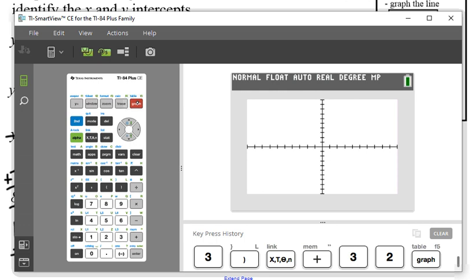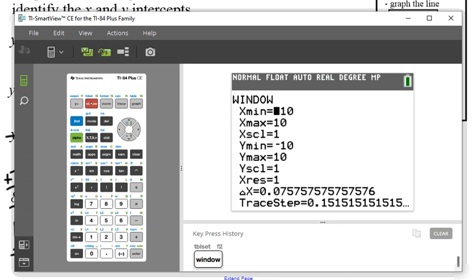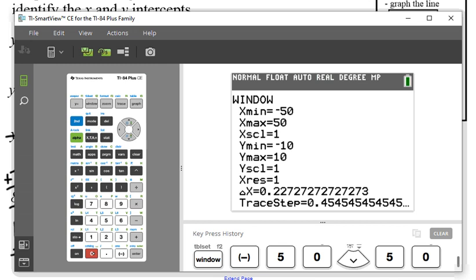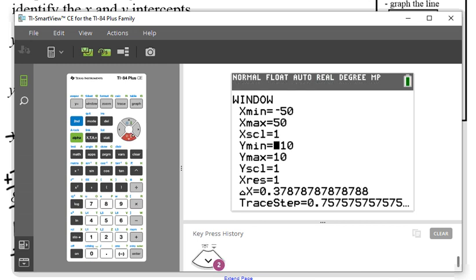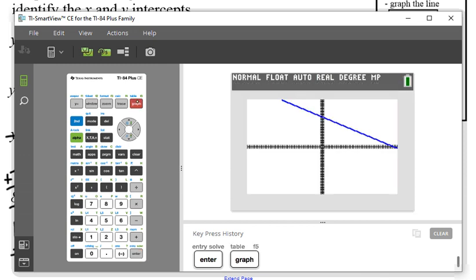Look at that. We don't even see it. Well, if I'm not sure where my graph is, I'll go to window and I'll just go -50, 50. And graph it. Oh, now I see it.